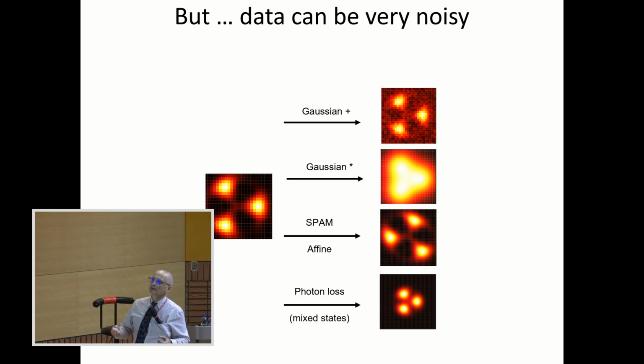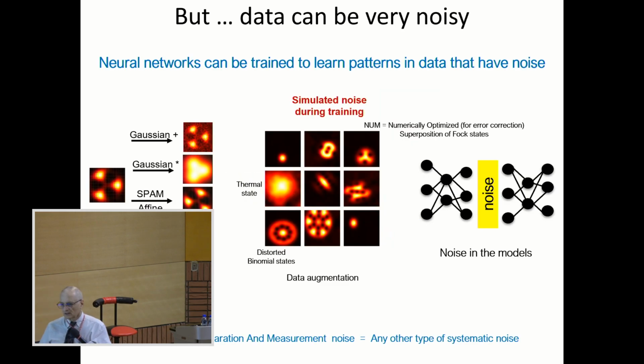Already we talked about this. But the data can be very noisy, so you need to add Gaussian noise, more Gaussian noise. This is very messy. SPAM, there's a definition for this. I'll tell you in a moment in the next slide. Affine, photon losses, mixed state. SPAM means state preparation and measurement noise, which means any other type of systematic noise. SPAM is a good abbreviation because it's like a spam noise.